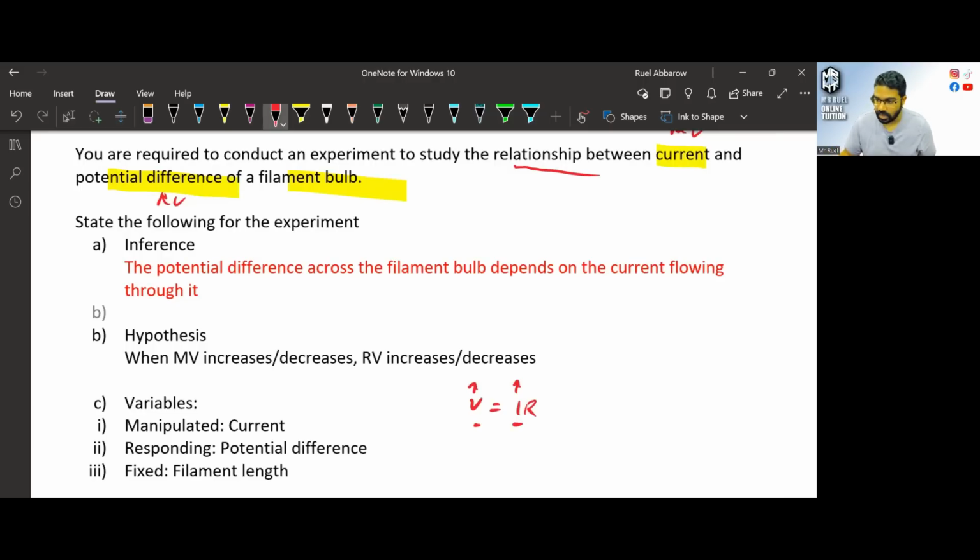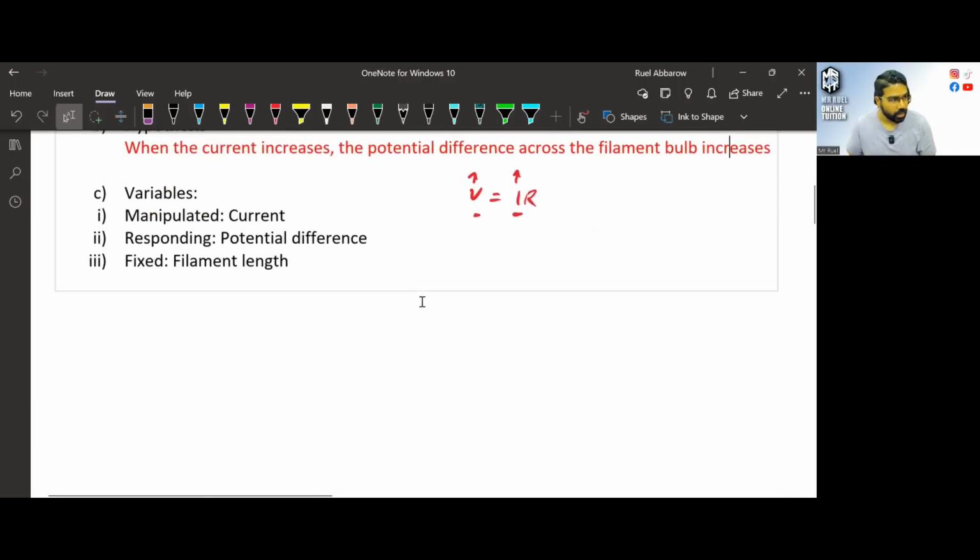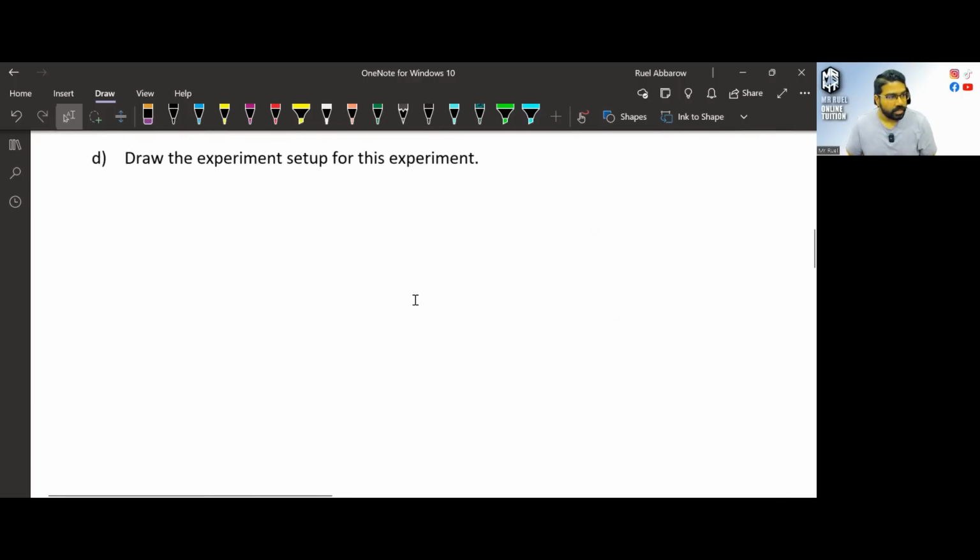That's our hypothesis. So when the MV, the current, increases, the RV, the potential difference across the filament bulb, increases. So this is: MV increases, RV increases. That's the format for hypothesis. Just follow this. Shouldn't be an issue. Now draw the experiment setup for this experiment.